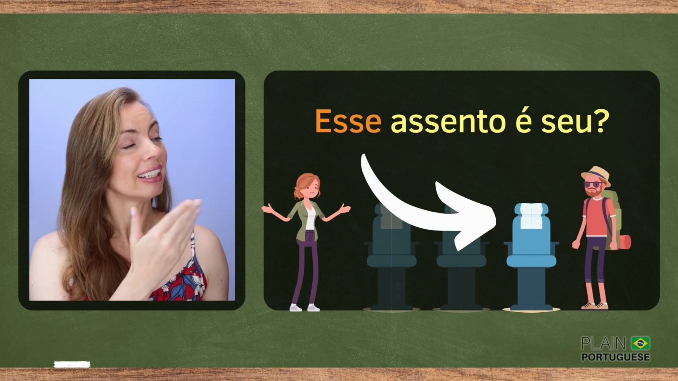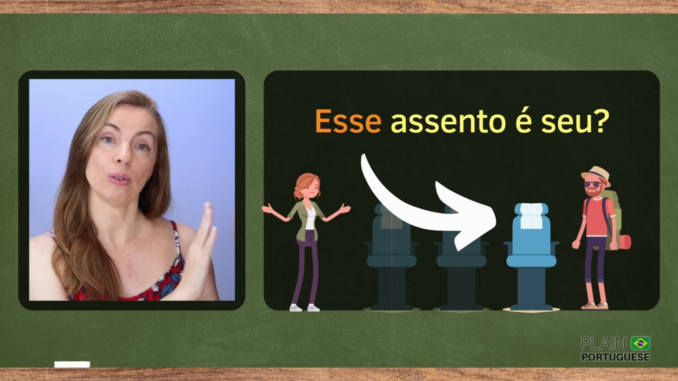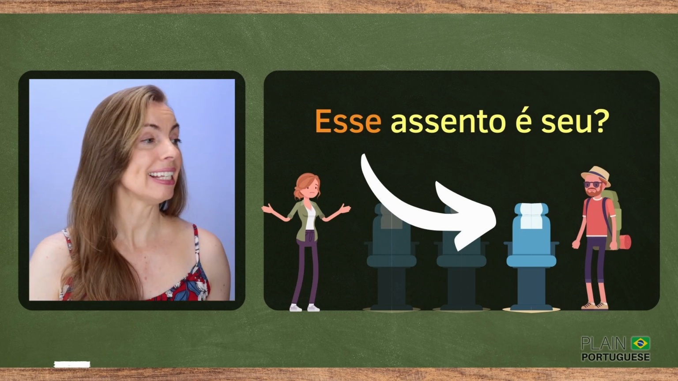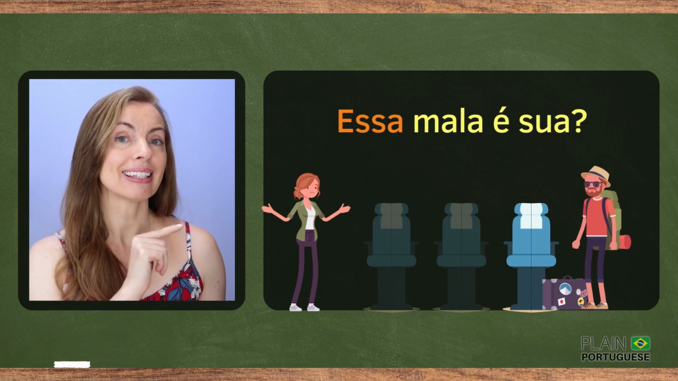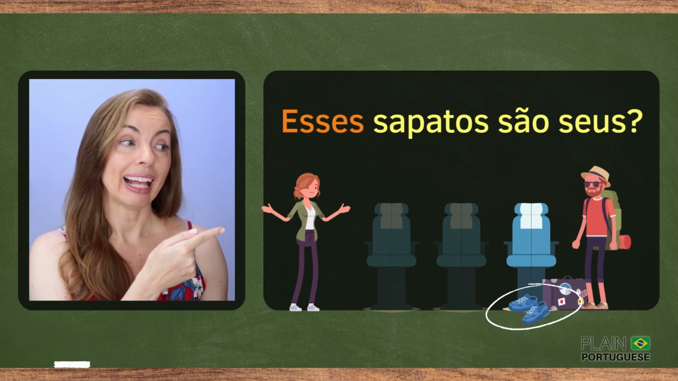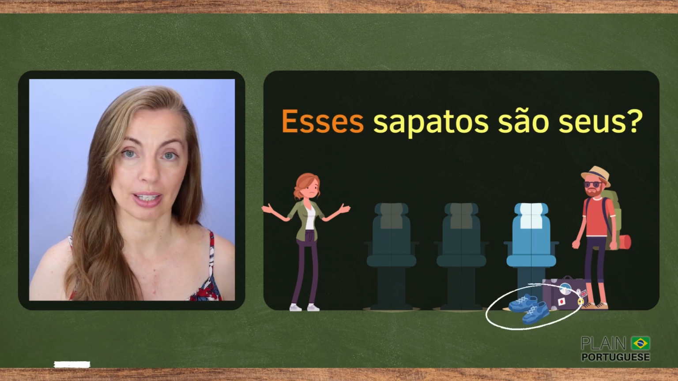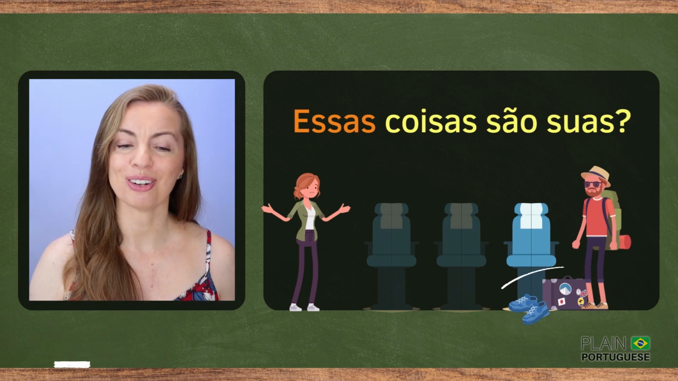Examples. Is that your seat? Esse, yeah, because it's closer to him. Esse assento é seu? Suitcase. Essa mala é sua? Shoes. Esses sapatos são seus? Things. Essas coisas são suas? Are you with me?